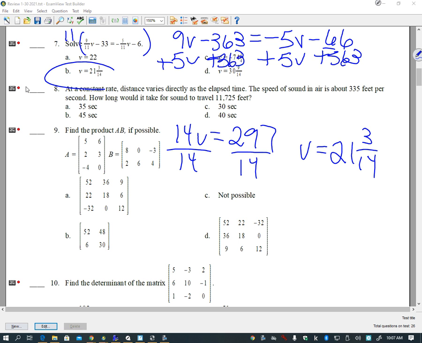What if we put both, like 297 over 14 and 21 and 3/14? Good. Either as a mixed number or as an improper fraction, either one. As often as possible, make sure that you are reduced, though. Okay, we're good there.